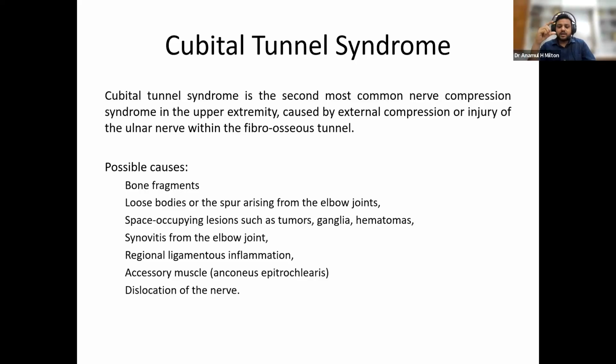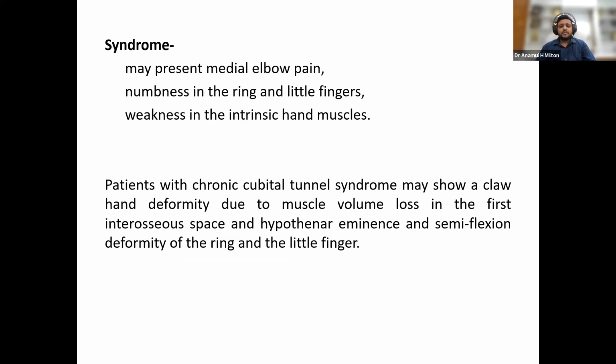So sometimes the accessory muscles, anconeus epitrochlearis, may be enlarged, and sometimes there is dislocation of the nerve. These actually cause the cubital tunnel symptoms: medial elbow pain, numbness and tingling sensation in the little finger, and weakness of the intrinsic muscles.